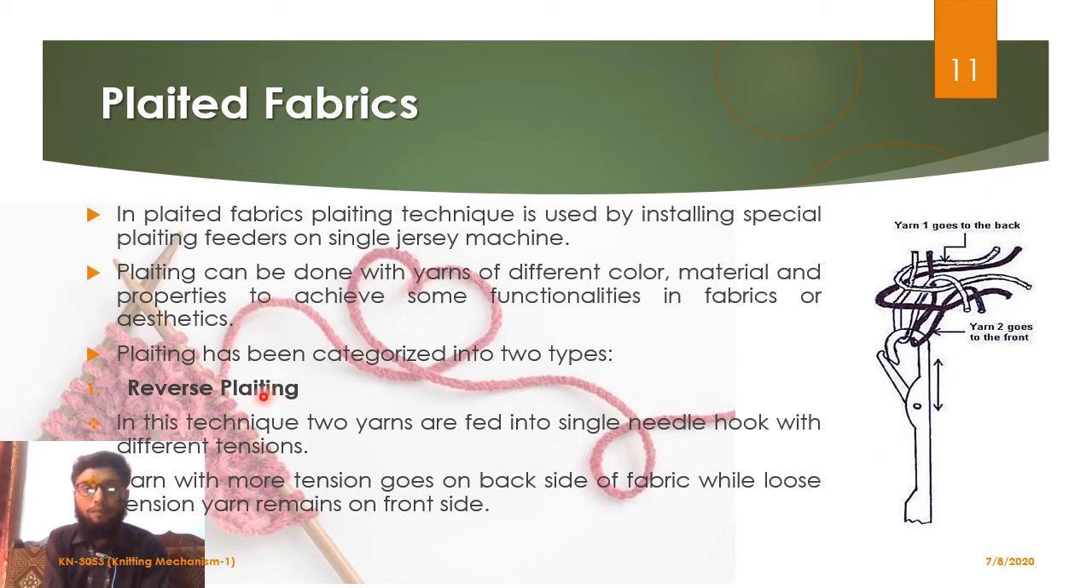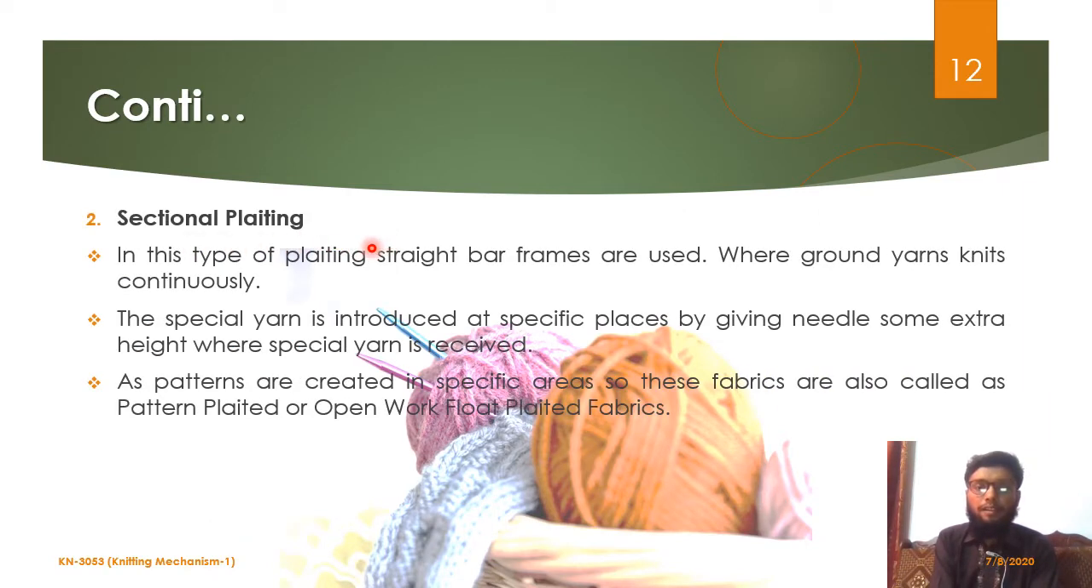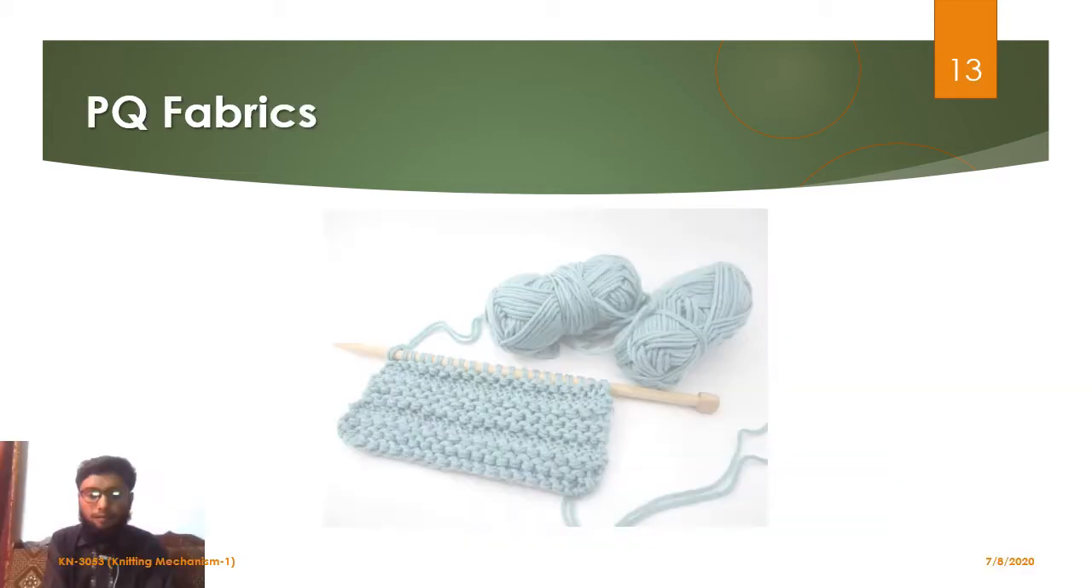The first type of plating is reverse plating. In this, two yarns with different tensions are fed to the needle, and the yarn with more tension goes on the backside of the fabric. The second type is sectional plating. In this, straight bar frames are used and a ground yarn knits continuously while a special yarn is fed at extra height, forming an open work or sectional effect. That's why it is called sectional plating.